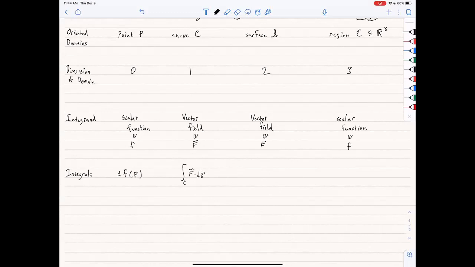Similarly, if you want to integrate our vector field here, we'll also have a vector capital S over our surface S. And finally, if we want to integrate over a region E here, we just do an ordinary old triple integral over E of our function f of x, y, z dV. And I have notions of how to do all of these things.